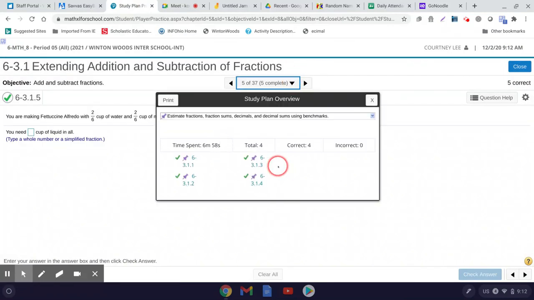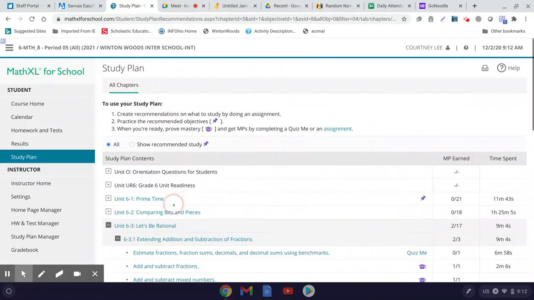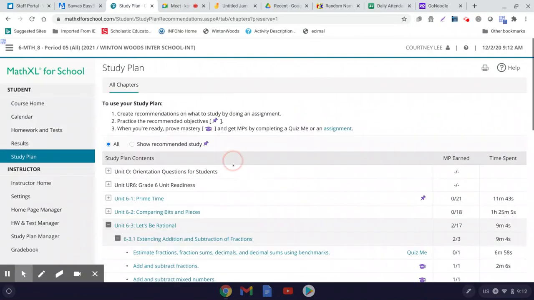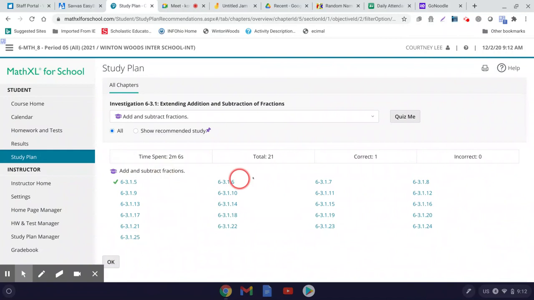Again, you do not have to do the practice problems. What you have to do is to get a mastery point by doing your quiz me. So if something happens and you don't get 4 out of 4 on your quiz, then you have to go back and redo the mastery point, at least one practice problem. All right, let's look at the add and subtract fractions.